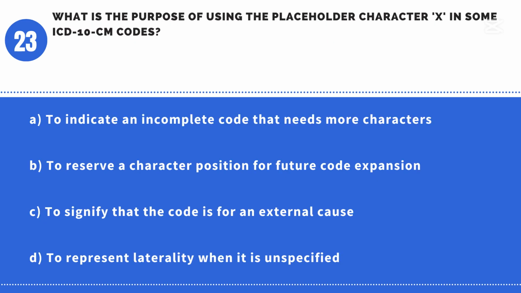Question 23. What is the purpose of using the placeholder character X in some ICD-10-CM codes? A. To indicate an incomplete code that needs more characters. B. To reserve a character position for future code expansion. C. To signify that the code is for an external cause. D. To represent laterality when it is unspecified.